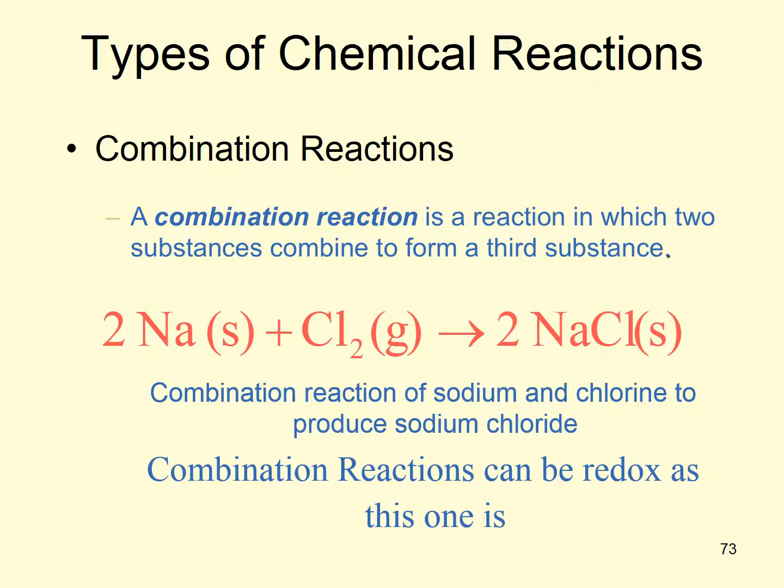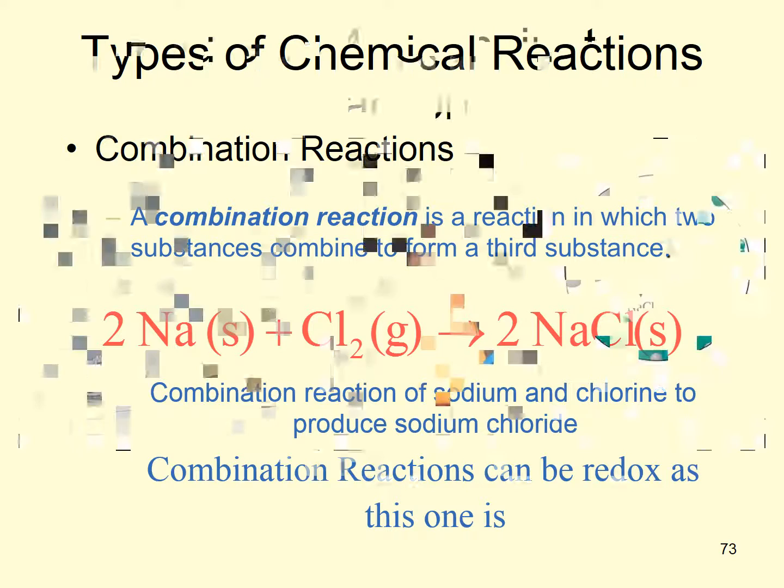Chlorine has gone from 0 on the left because Cl2 is a neutral compound, to a negative 1. So it's been reduced. And that's how you can tell if it's an oxidation reduction, which this one is.